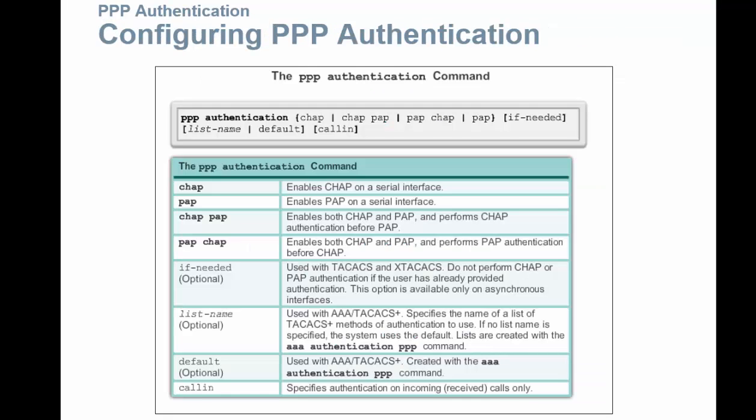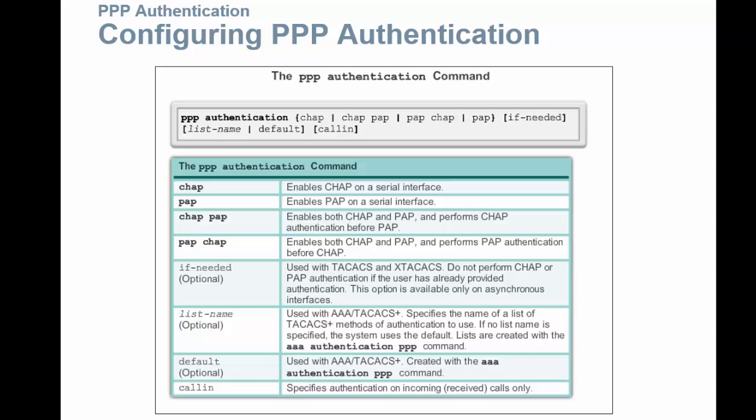Now, to specify the order in which CHAP or PAP protocols are requested on the interface, we use the PPP Authentication interface configuration command that's shown here. After you've enabled CHAP or PAP authentication on the local router, the router requires the remote device to prove its identity before it allows traffic to flow. And this is done as follows.